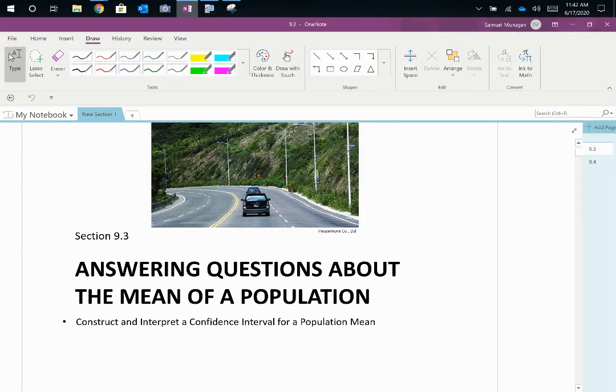I'm going to do chapters 9.3, 9.4, and 4 separately. Chapter 9.3 is answering questions about the mean of a population and how to construct and interpret a confidence interval for a population mean. Now, emphasis here on confidence interval for population mean. Very important words, how we state what a confidence interval is.